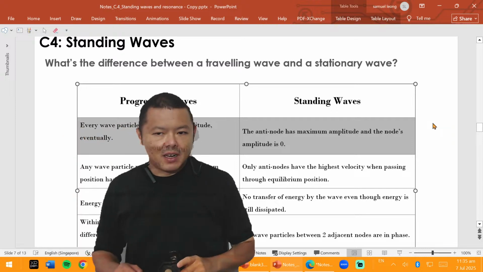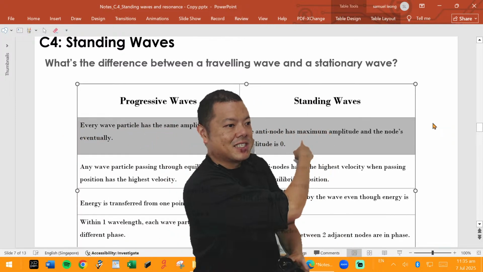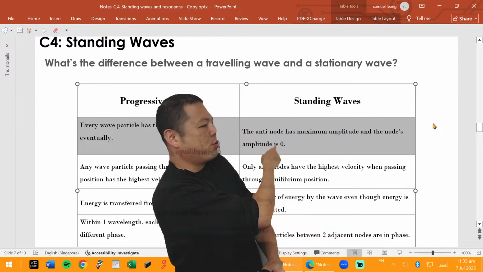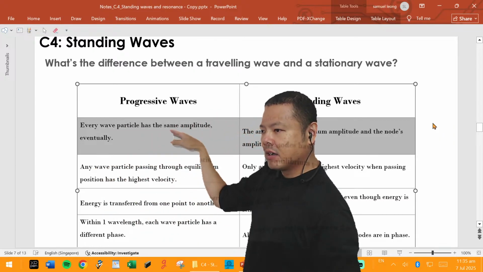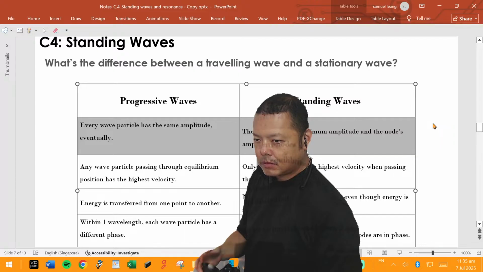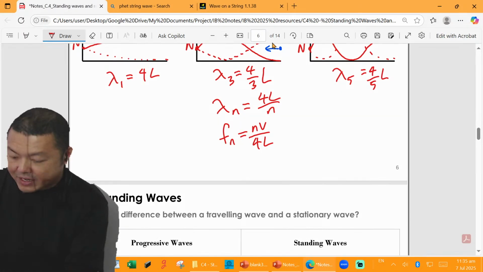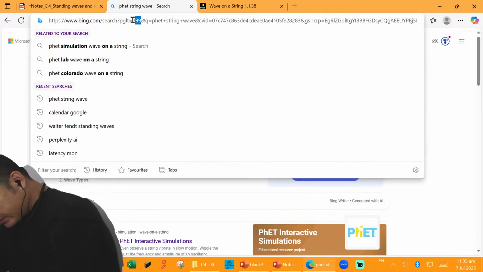Okay, some of you might be like, I don't understand this. Like, you understand this, right? Antinode has maximum amplitude. Node has zero amplitude. But you might not understand this: how come every wave particle has the same amplitude? You can say that. That's very good. Let me just try one more. Let me just give you a visual for that.